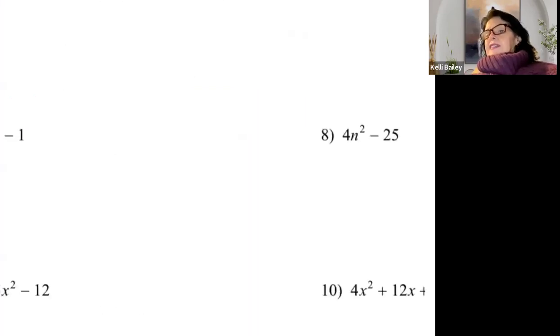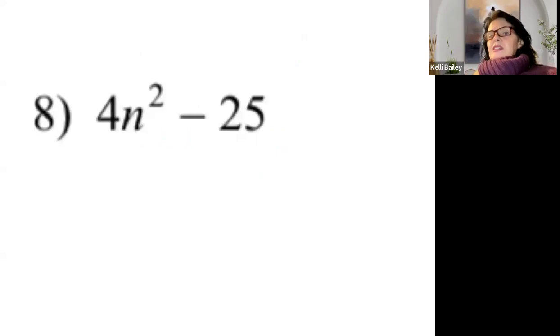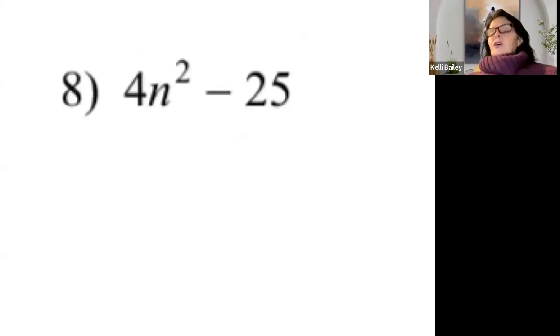Please, please practice these, okay? This one's a little trickier. So I'm going to break this one down a little bit more for you. Okay, so I look and I see 4 is a perfect square, n squared is a perfect square, 25 is a perfect square. That's a minus. It is doable.